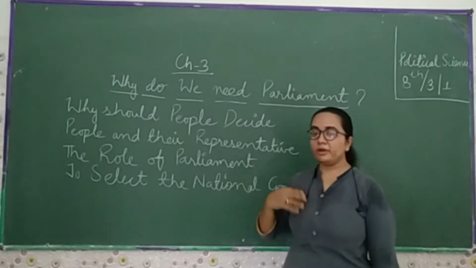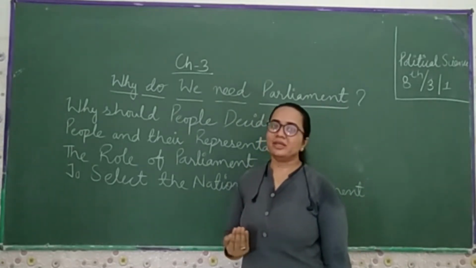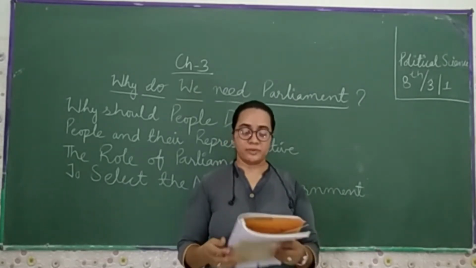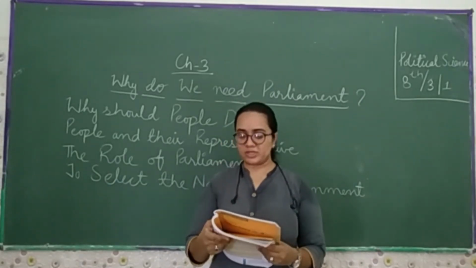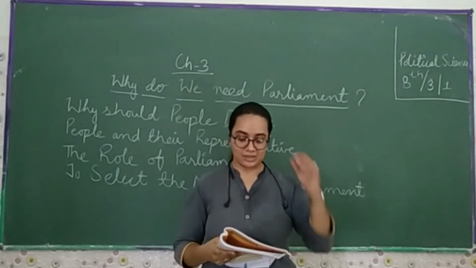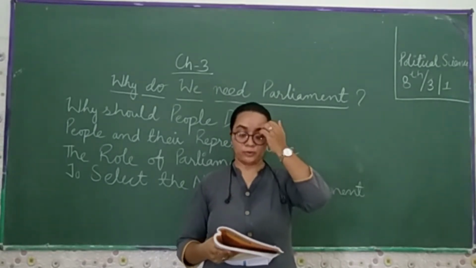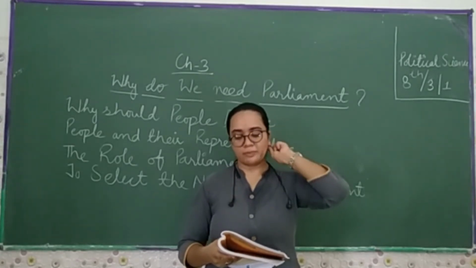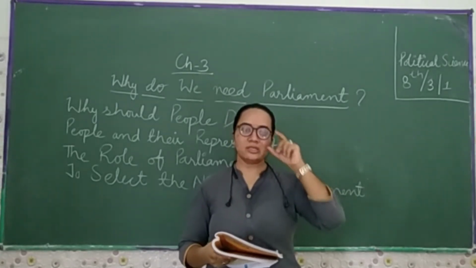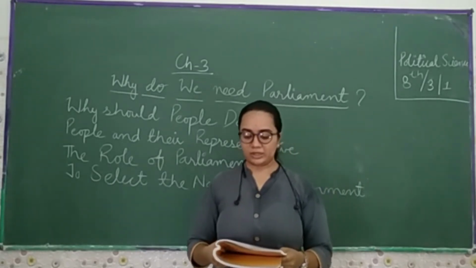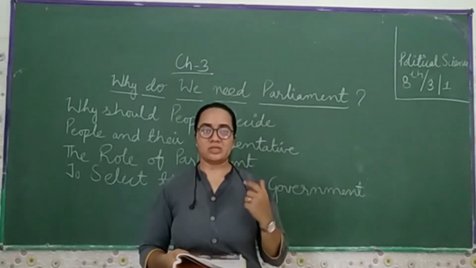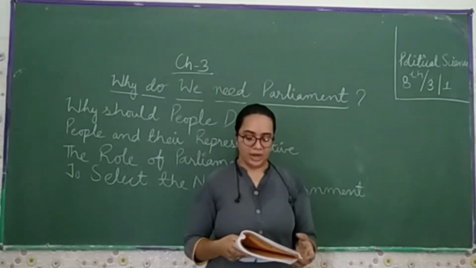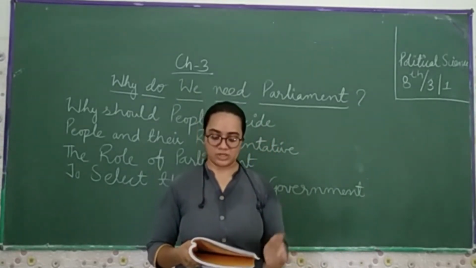Second topic of this chapter: the people and their representatives. The representatives, in other words, are the leaders. The core of democracy is the concept of the desire, approval, and participation of the people. It is the decision of the people to create a democratic government and decide about its functioning.